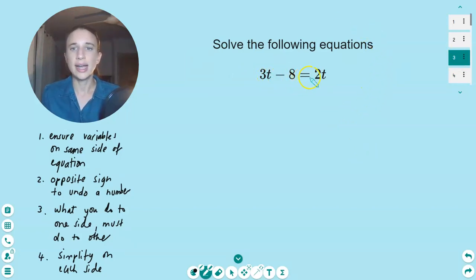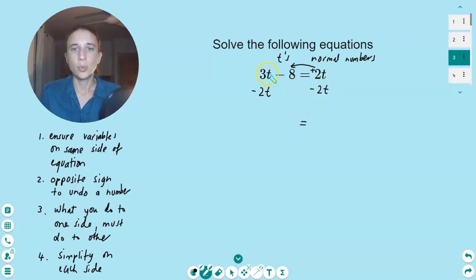Okay, 3t take 8 equals 2t. Again, first step, we need to ensure that the variables are on the same side of the equation. So we want the t's over this side and we want our normal numbers over the other side. Now, how can I get that 2t over the other side? There's an invisible positive sign there. Opposite of plus is take. So we're going to take 2t on both sides.